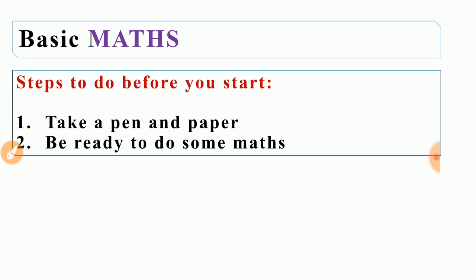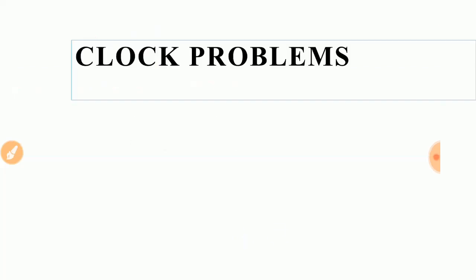Before starting with the topic, take a pen and paper and be ready, because we are doing some calculations and you have to do it on your own. In this question we are talking about some clock related problems. As we all know, a clock has a dial. In this dial you can see 12, 1, 2, 3, 4, likewise; there are 12 gaps in a dial.